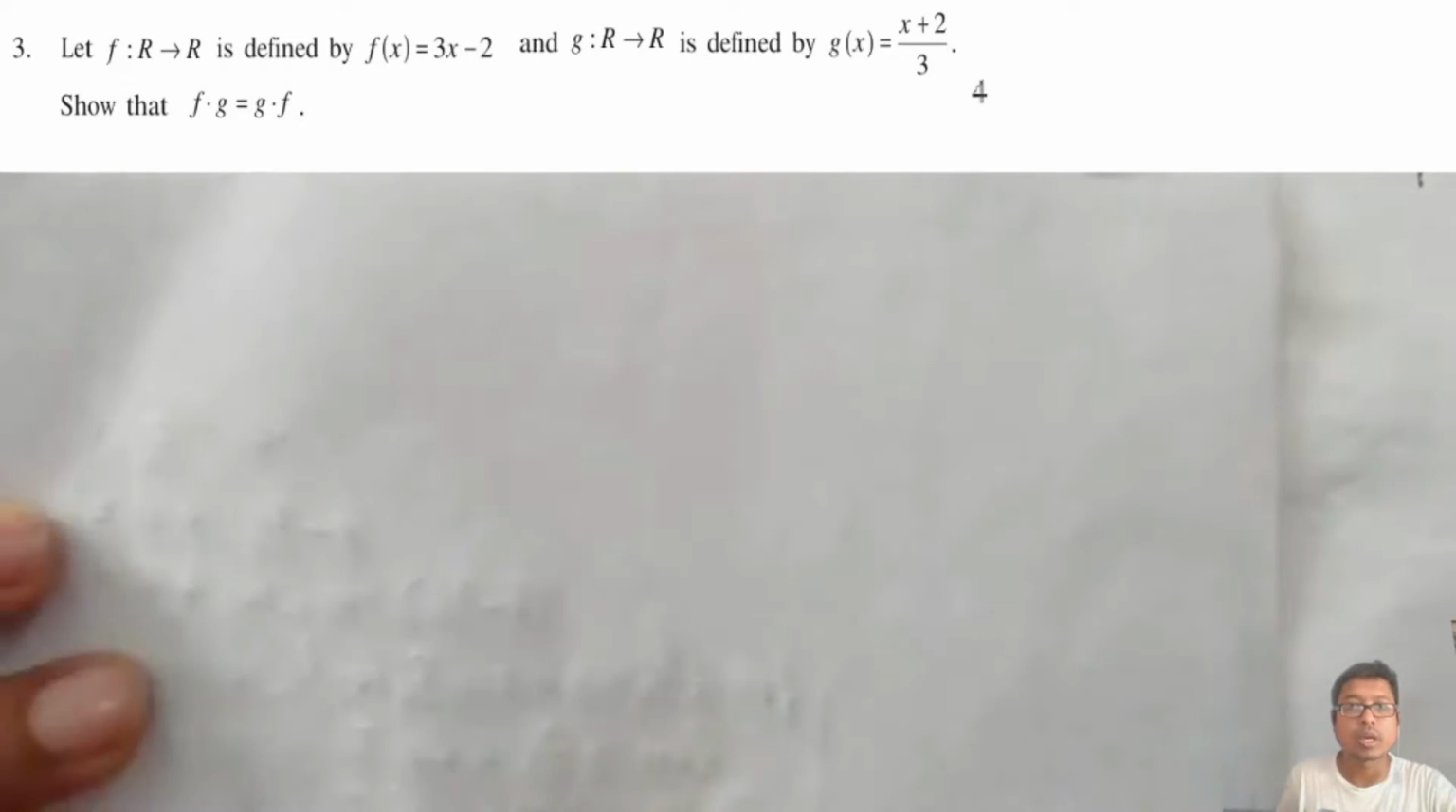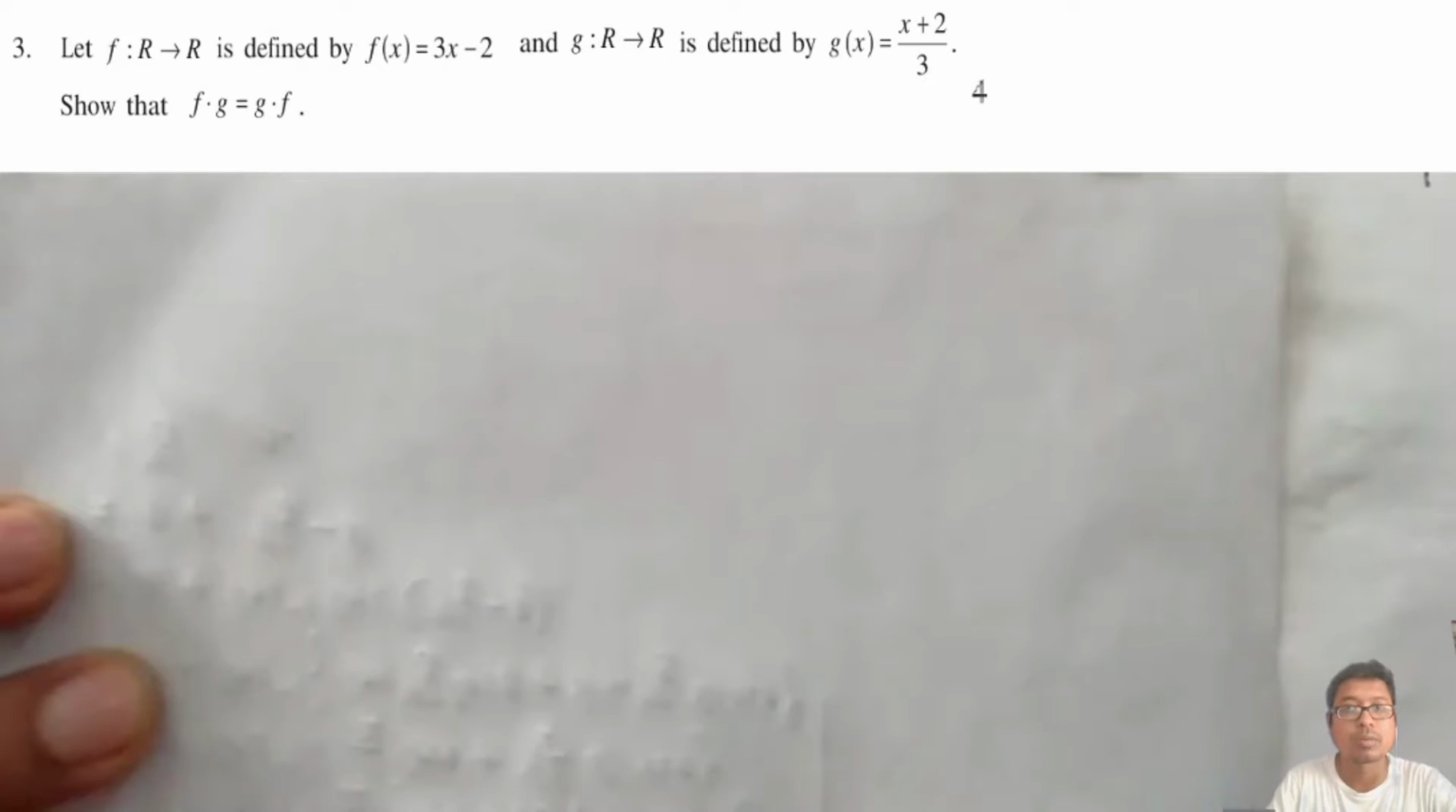Okay, now let us talk about question number 3. Let f be a function going from real numbers to real numbers defined by f of x is equal to 3x minus 2, and g is again a function going from real numbers to real numbers defined by g of x is equal to (x plus 2) by 3. Show that f dot g is equal to g dot f.